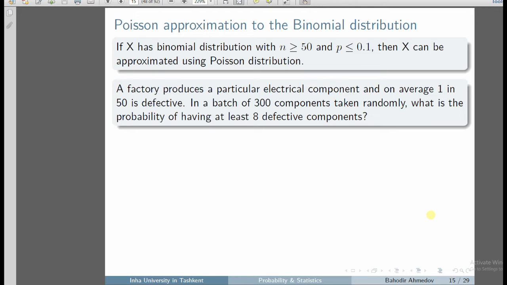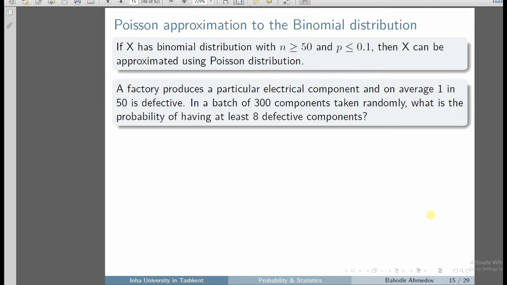Now the supermarket would like to know what is the probability that the package will have at least 8 defective components. It is super important, especially for supermarkets, in order to calculate the margin, right? So this should be included, for sure.